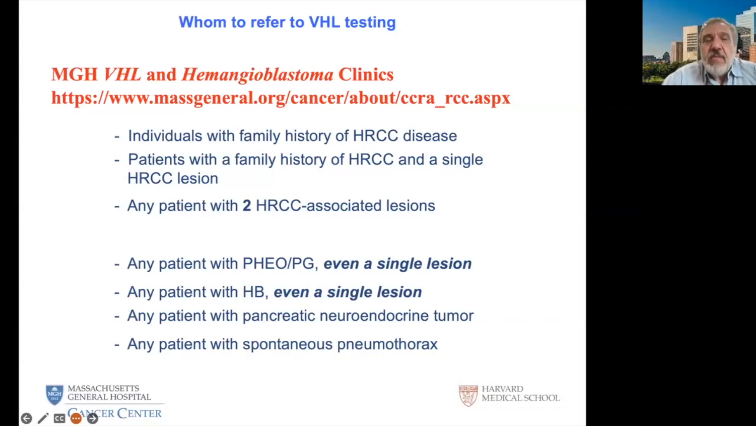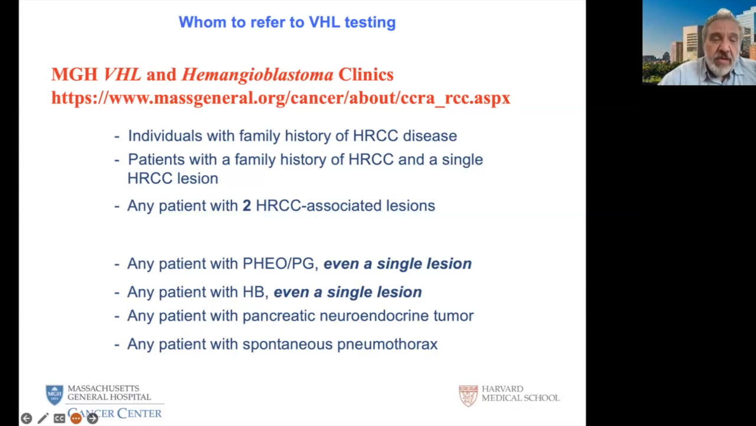So they send us anybody who has a family history of renal cell carcinoma disease. And they send us also definitely anybody who has a family history and who appeared with at least one renal cell carcinoma. And the other thing is that they send us any patient that has two of the lesions that I mentioned before, that they're not known to have VHL, but they're suspicious of having VHL. So if a urologist sees a patient that also has a history of cysts in the pancreas, it's going to be suspicious and they send the patient for VHL disease.